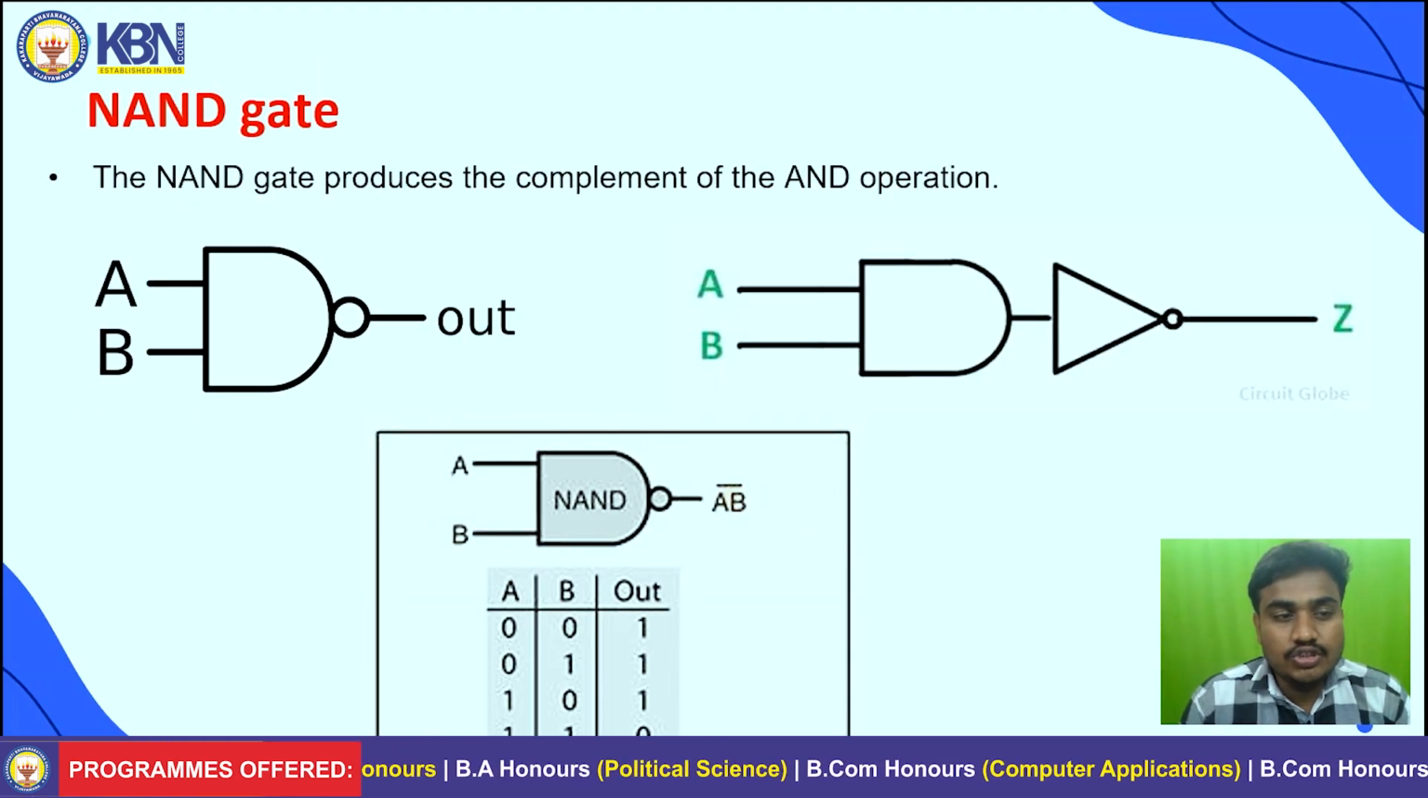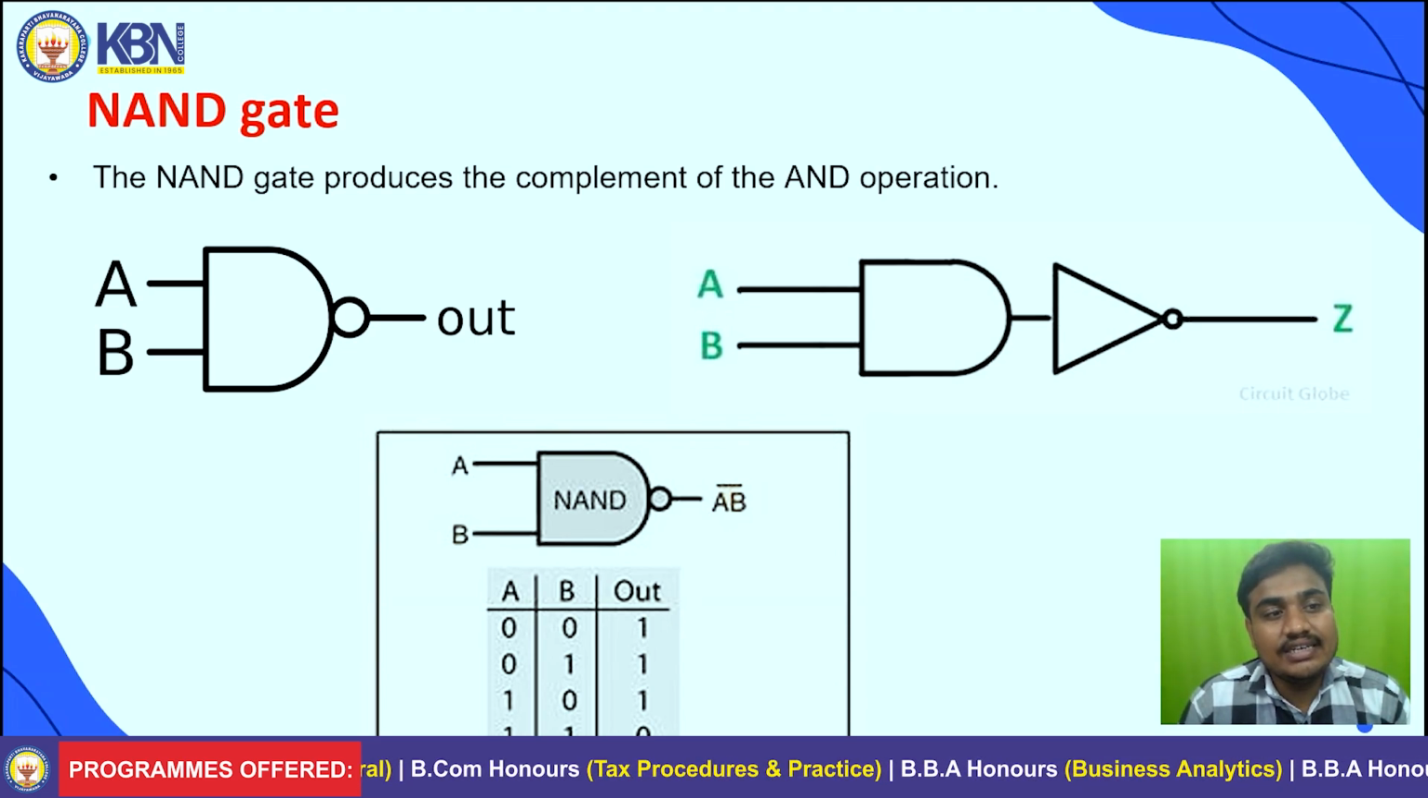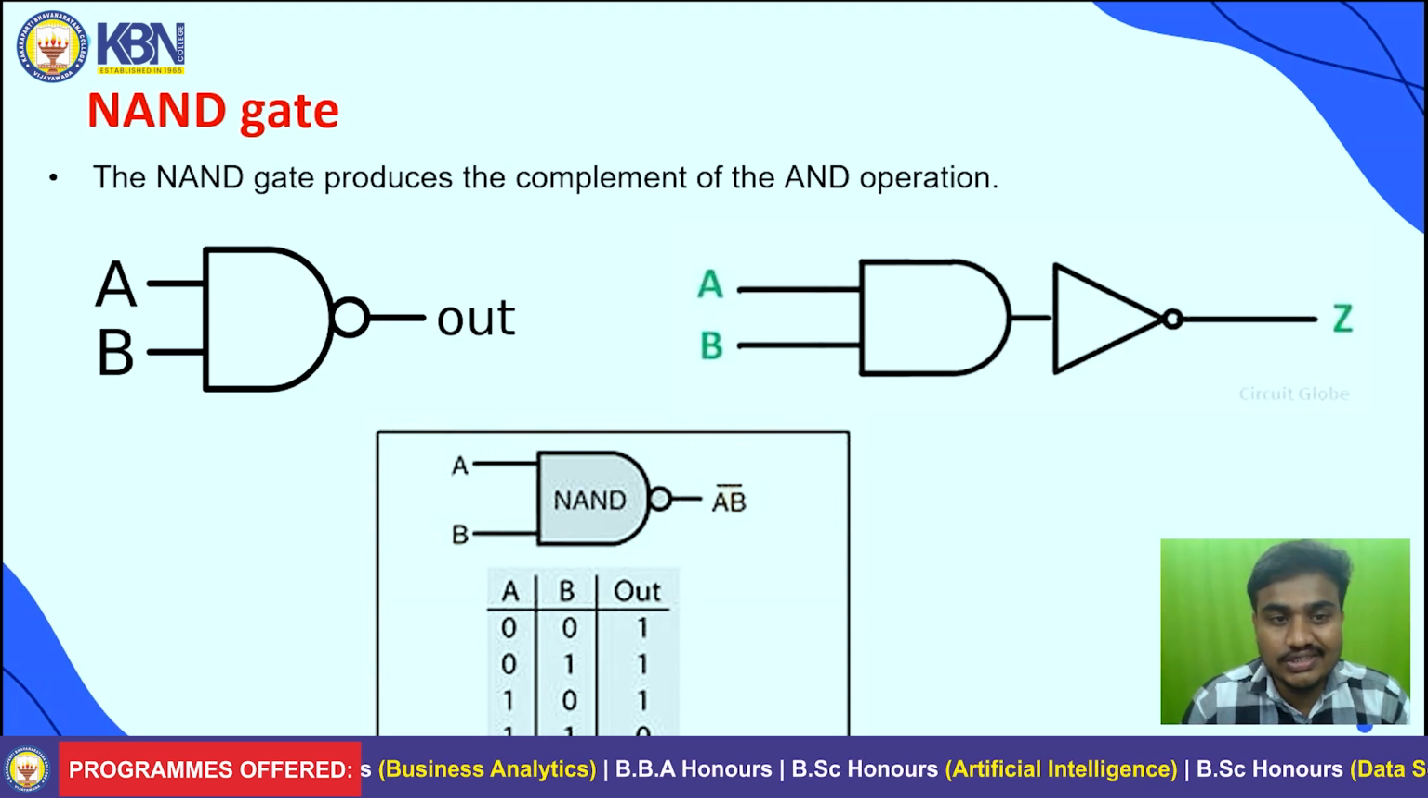Then coming to the universal logic gates, the NAND gate is one of the universal logic gates. The NAND gate produces the complement of the AND gate. The complement of the output of the AND gate is known as the NAND gate. The NAND gate is used as a universal logic gate.